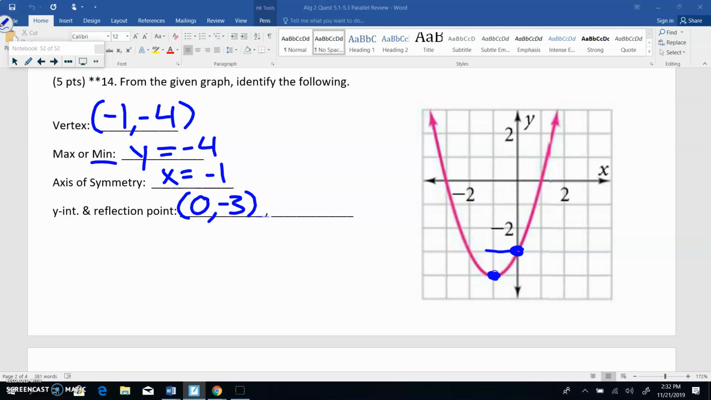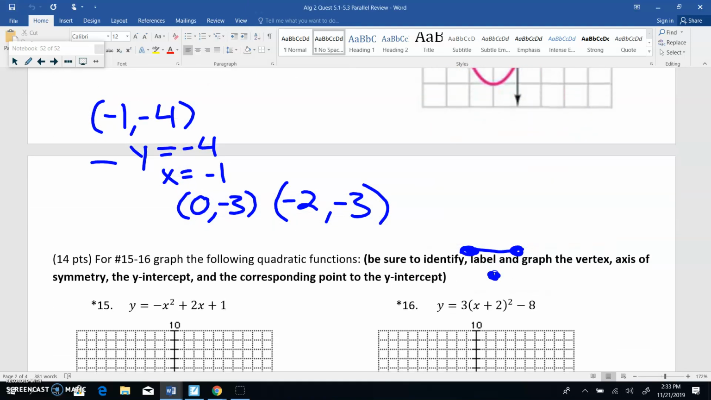To find the corresponding point, just draw the line across till it hits the other side. When it hits the other side, that is your corresponding point, which in this case is -2, -3. So that should be an easy question for you guys to get full credit, just being able to read the graph. You don't really have to do much math at all.